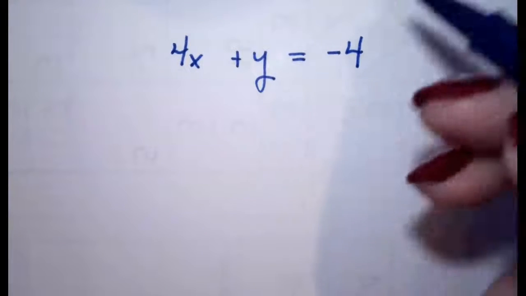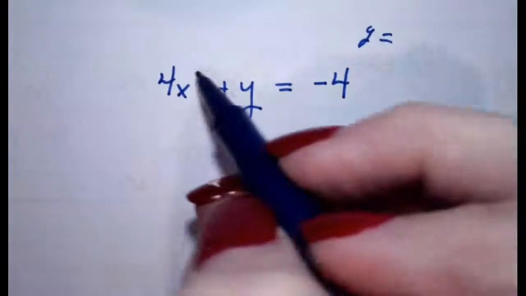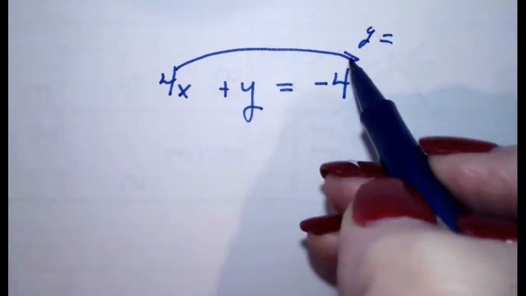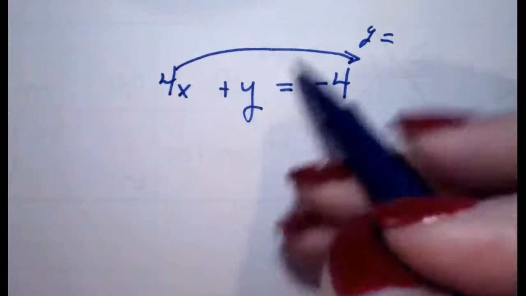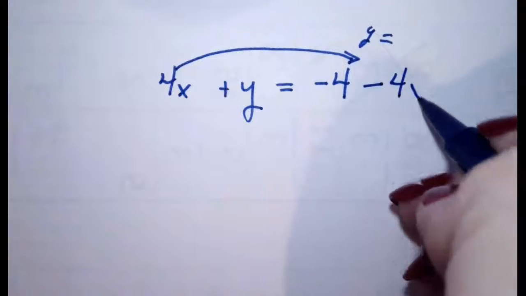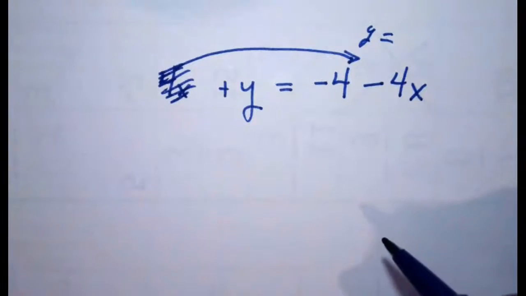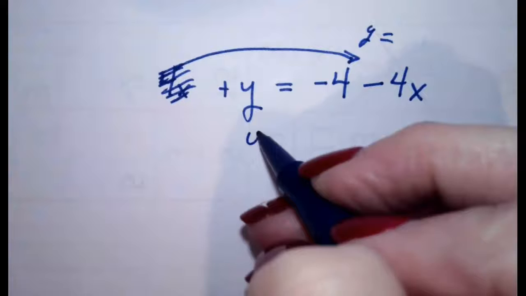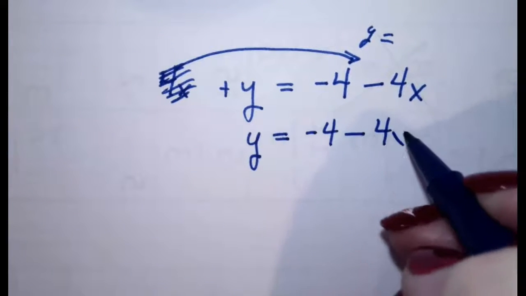Again, my goal is to get y by itself. That's our goal. Therefore, we need to move the 4x to the other side to get away from y. If it's a positive 4x, it is a negative 4x when we move it. Remember, we talked about additive inverses. I now have y equals negative 4 minus 4x.